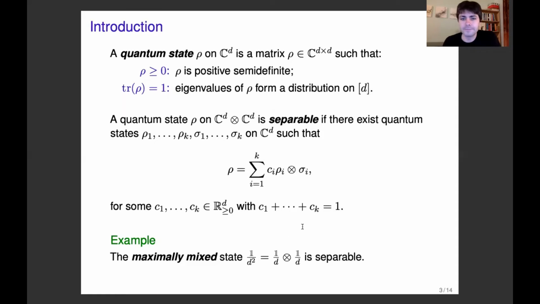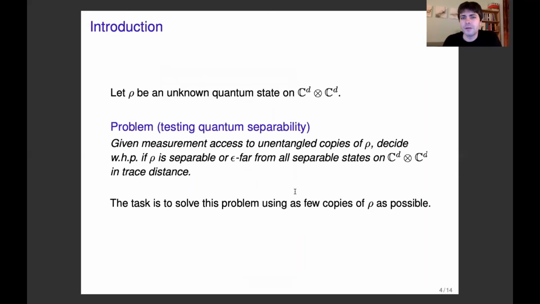So for example, the maximally mixed state, which is just the identity matrix normalized to have trace 1, is separable. Now, let rho be an unknown quantum state on C^d tensor C^d, and suppose that you have measurement access to unentangled copies of rho. The problem of testing quantum separability is to decide, based on measurements of copies of rho, if rho is separable or epsilon far from all separable states in trace distance, where trace distance is the quantum version of total variation distance. And the task is to solve this problem using as few copies of rho as possible.